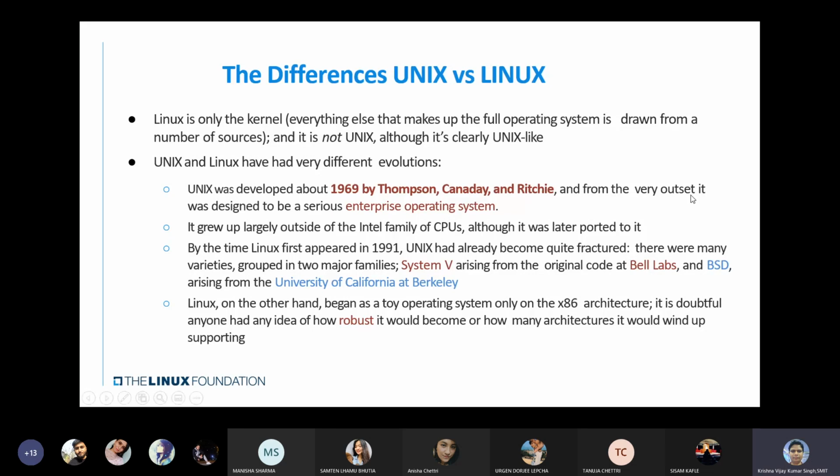From the very beginning it was designed to be a serious enterprise operating system. So that is why I am giving focus that Unix is an enterprise operating system from the very beginning. I also wanted to remind you that initially there was no concept of personal computers. So one computer was going to be used by n number of people. So a multi-user environment was there from the very beginning.